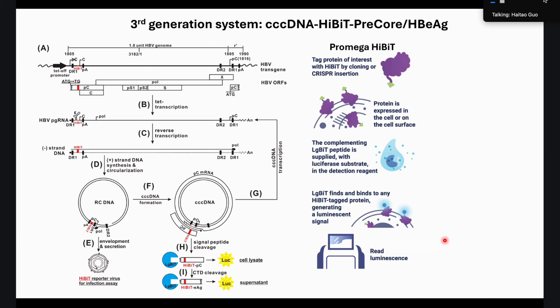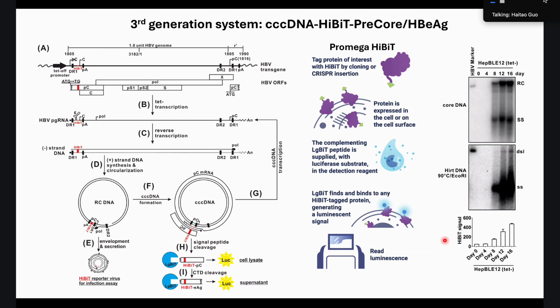So we have further improved that system by replacing the HA tag with a HiBiT tag, which is a split luciferase. Using this assay, we can directly lyse the cells with a reagent containing the large bit and measure the HiBiT-tagged precore protein in the cell lysate, which is more closely related to cccDNA transcription intracellularly. And this system, we are currently working together with the University of Pittsburgh Drug Discovery Institute to turn into a high throughput platform for compound screening.